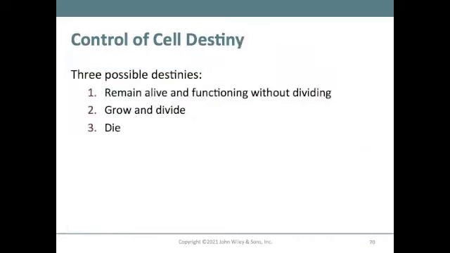Moving on to the control of cell destiny, there are 3 possible destinies for a cell. 1, it will remain alive and functioning without dividing. 2, it can grow and divide. Or 3, it can die. Homeostasis is when there's a balance between cell proliferation and cell death.